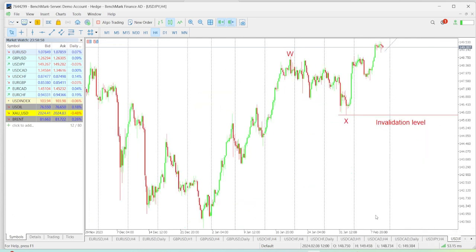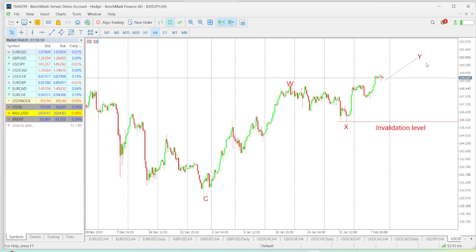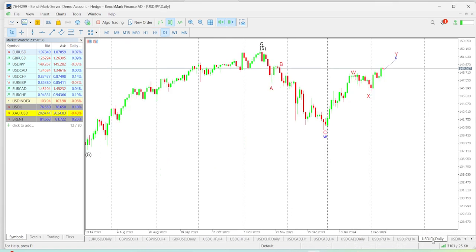According to Elliott wave, the price should continue going up to finish Y wave. The stop is huge. I prefer to stay out of the market. On a daily time frame, it's the same. The price should continue going up here to complete wave Y and X.